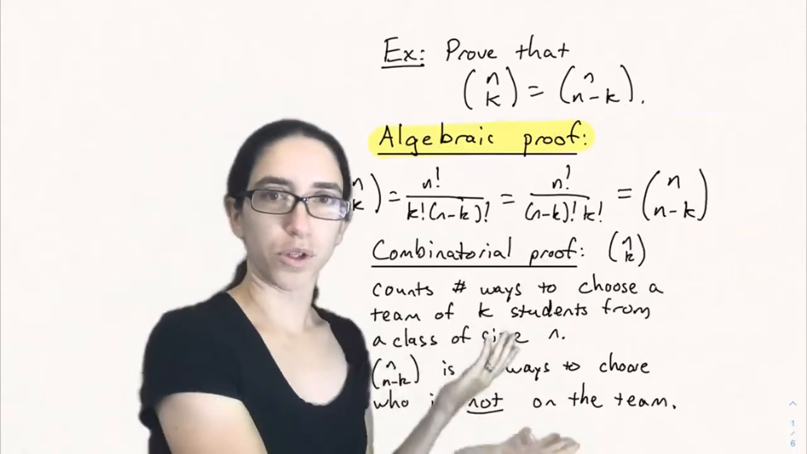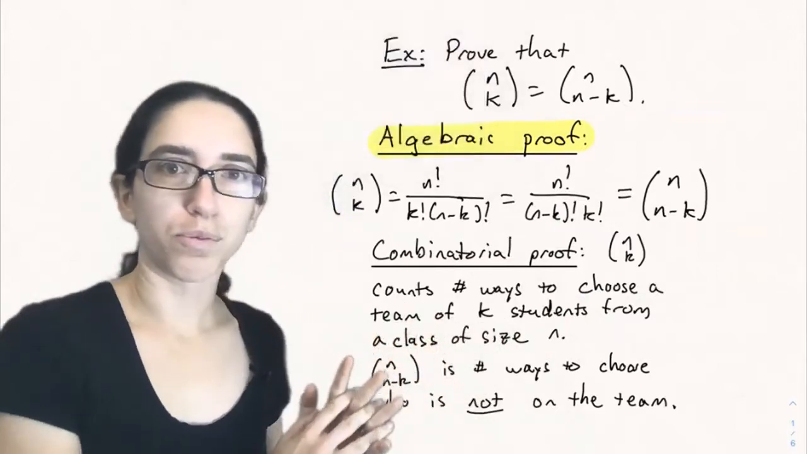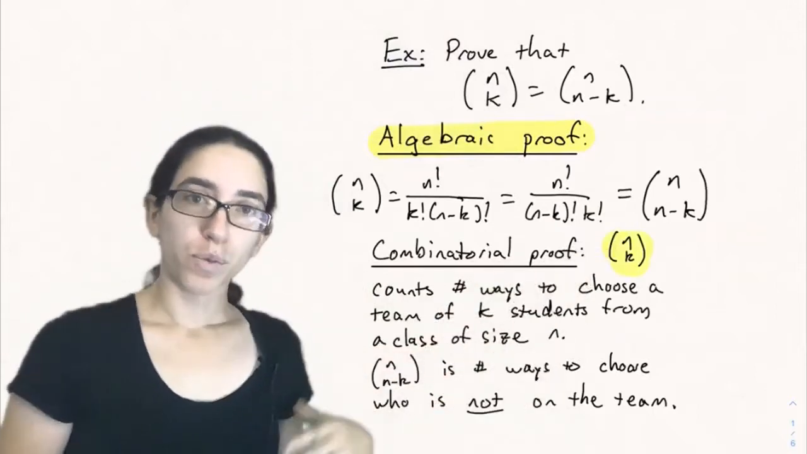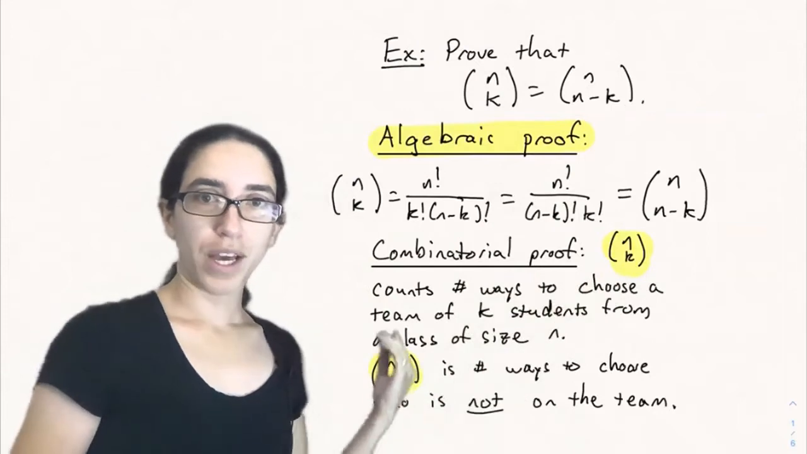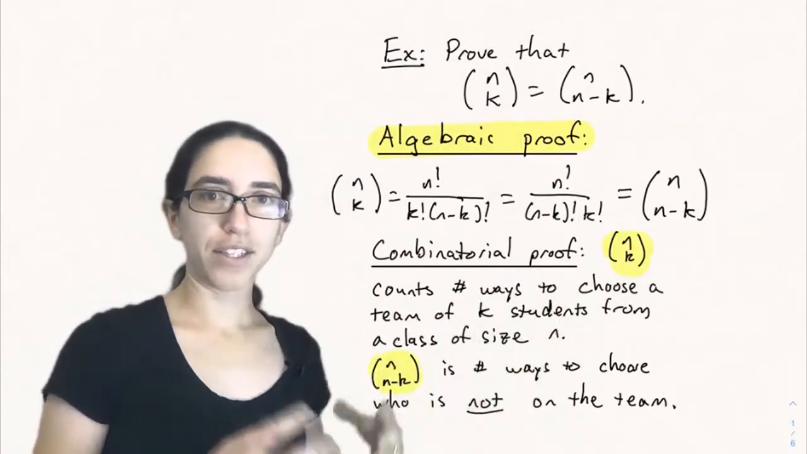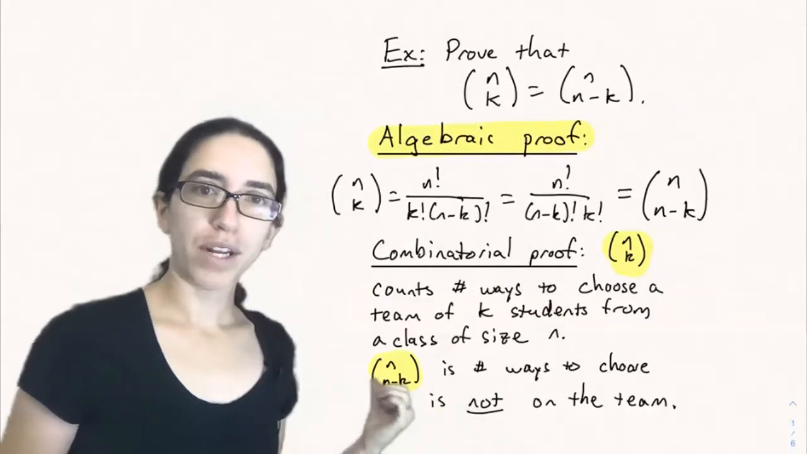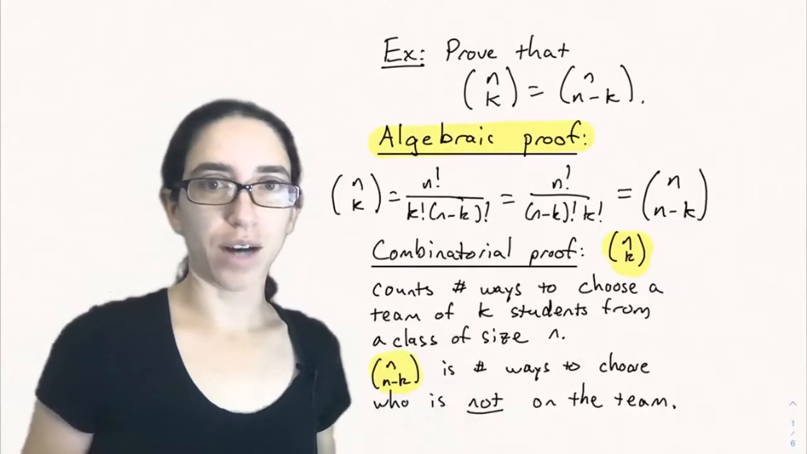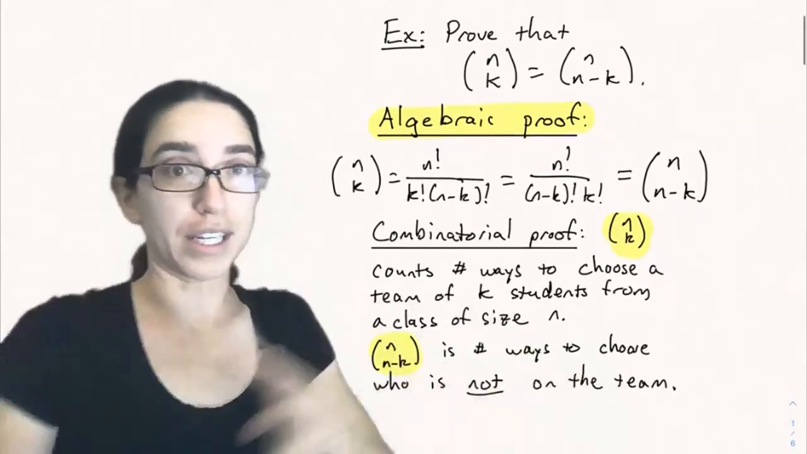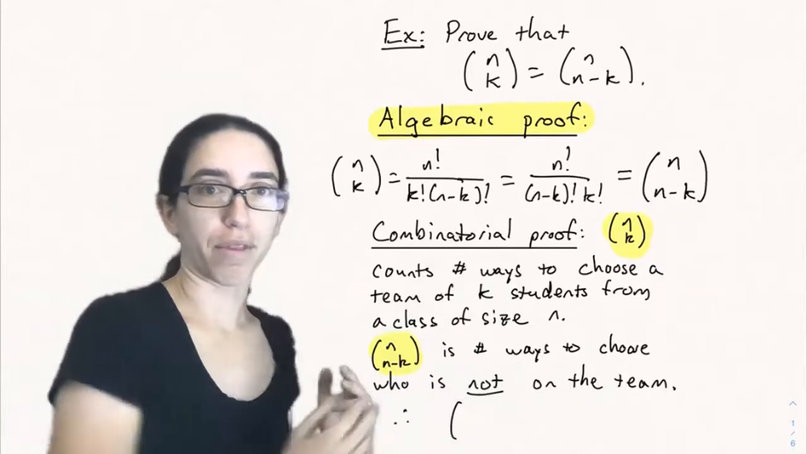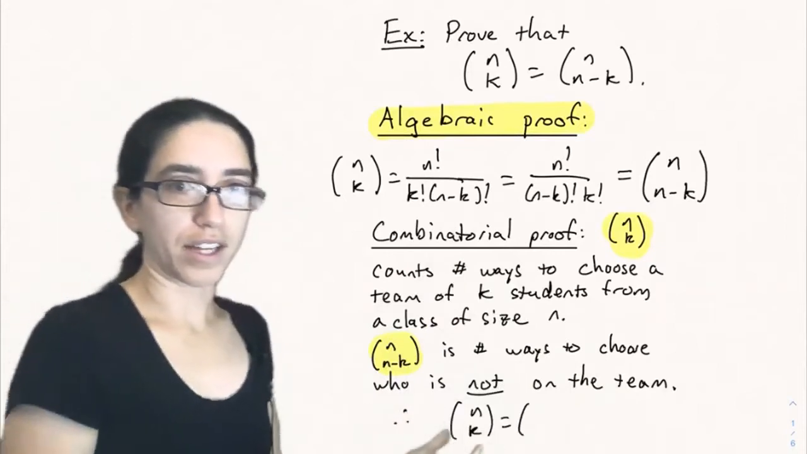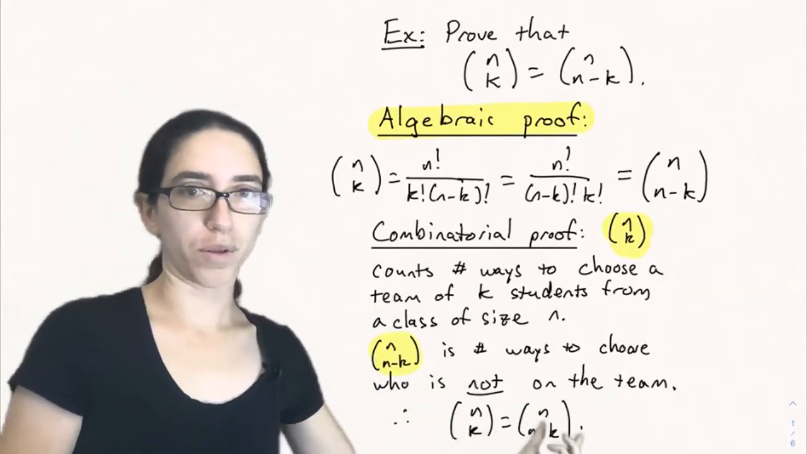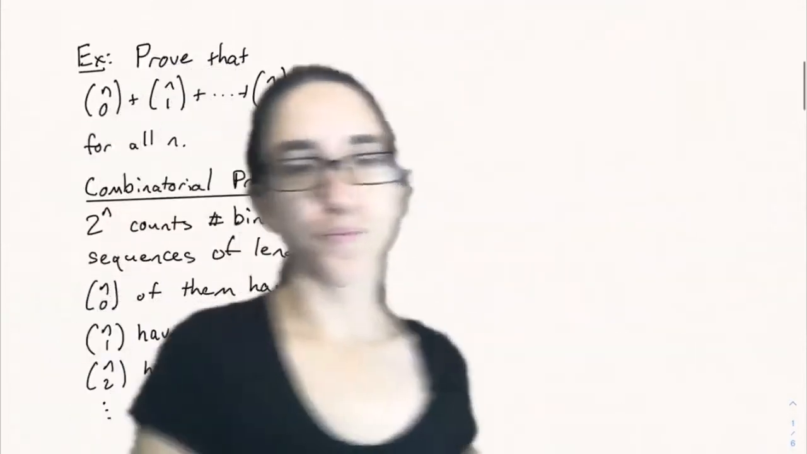But a combinatorial proof, on the other hand, in order to prove that these two quantities are equal, we want to show that they count the same thing. Well, let's start with something that n choose k counts. It counts the number of ways to choose a team of k students from a class of size n. But n choose n minus k is just the number of ways to choose who is not on the team, which is another way of counting how many ways you can choose who's on the team and who's not. And therefore, they count the same thing, and we can conclude that n choose k must equal n choose n minus k. Either you choose the people who are on the team or the people who are not on the team. It counts the same thing.